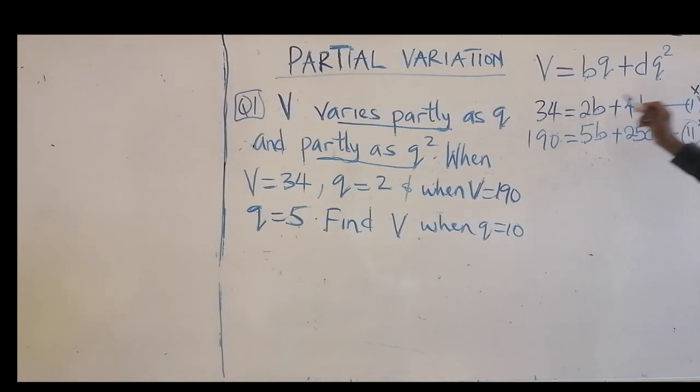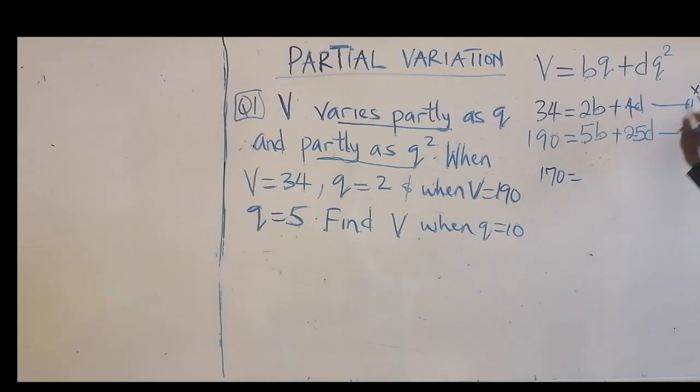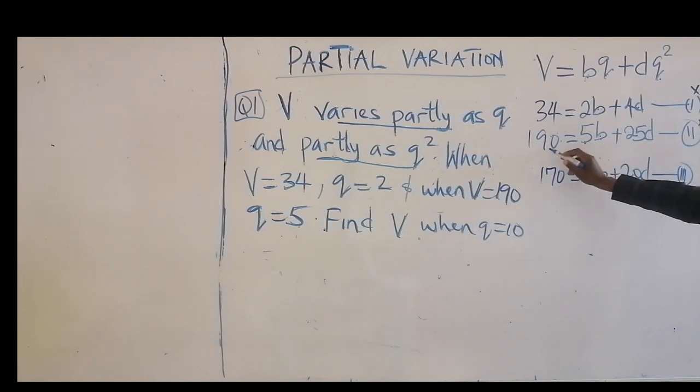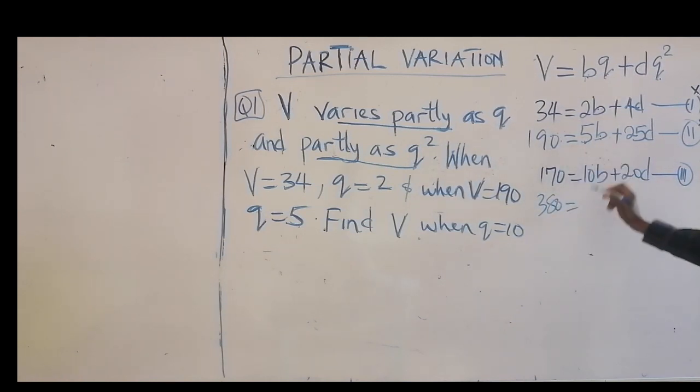That will be 5 times 34, so that will be 170 equal to 5 times 2, that's 10b, 5 times 4, that's 20d. So equation 3. Then the second one times 2, that will be 380 equal to 5 times 2, that's 10b, 25 times 2, that's 50d, equation 4. And you can now see the b coefficients are now the same.